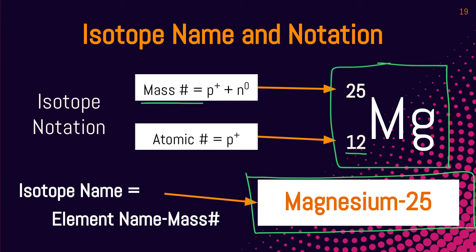Our isotope name is just the element name with a dash and its mass number. So we know in this case we're not talking about magnesium 24, we're talking about magnesium 25 because our mass was given.